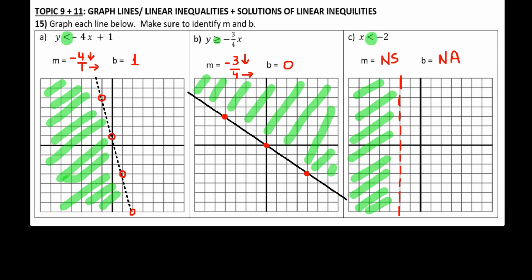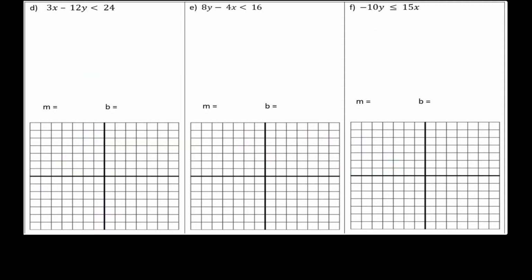And there we go. These are our graphs for these 3 problems. Okay, the next problems. If you notice, the y is not alone. So the first thing we're going to do is move the numbers so that the y will be alone. So in this case, we're going to bring down the -12y. The 3x is going to move us -3x. And we're going to bring down the 24.